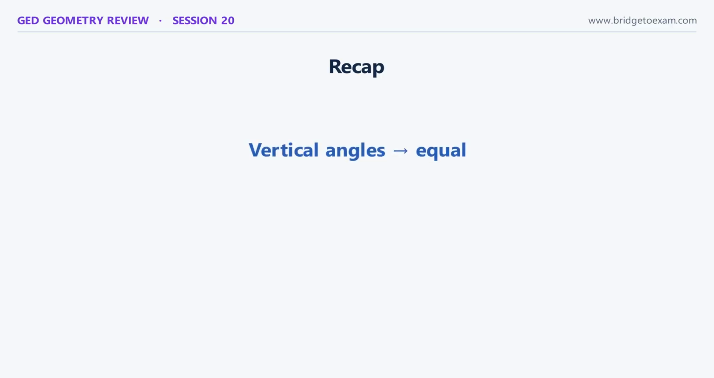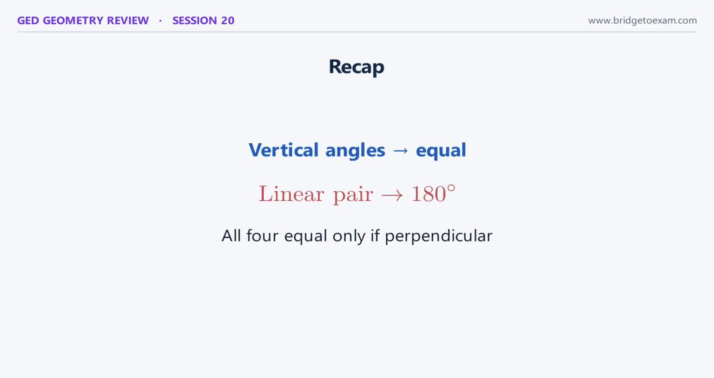To recap, when two lines cross, vertical angles are equal, and a linear pair adds to 180. From one angle, you can find all four. All four are equal only when the lines are perpendicular.